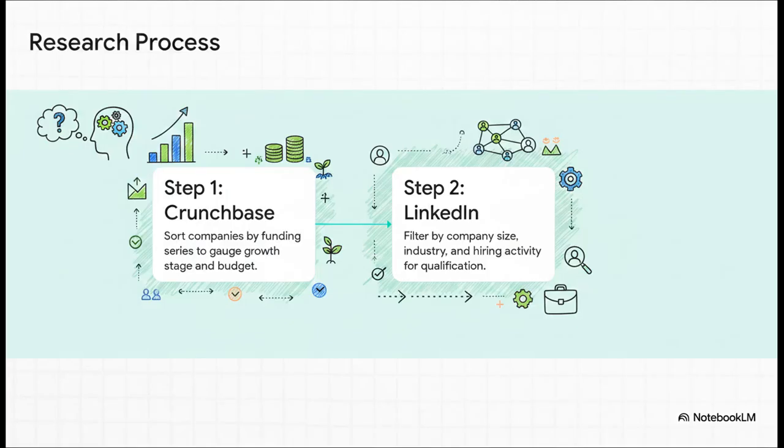Okay, so how do you actually find these perfect fit companies? Here's a super practical two-step method. First, you can use a tool like Crunchbase to sort companies by their funding stage. It's a really great way to get a quick read on their budget and where they are in their growth journey. Then, once you have that initial list, you hop over to something like LinkedIn Sales Navigator to dig a whole lot deeper, filtering by size, industry, even what kind of roles they're hiring for. It's all about finding the quality accounts, not just a massive quantity of them.